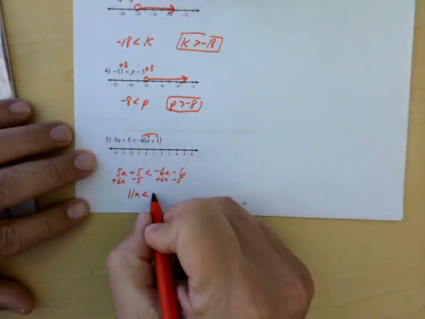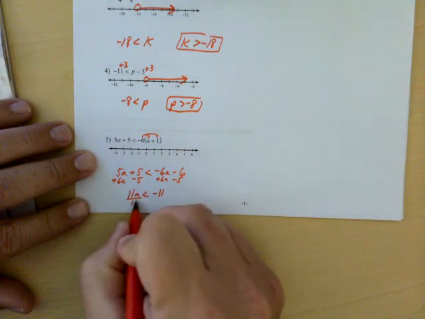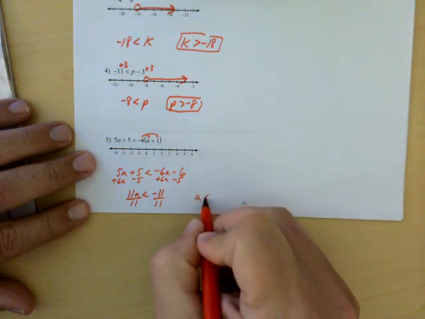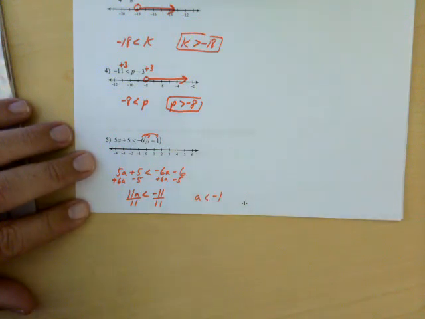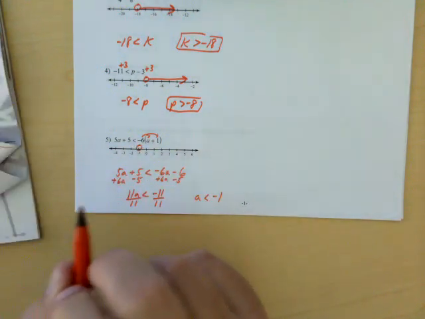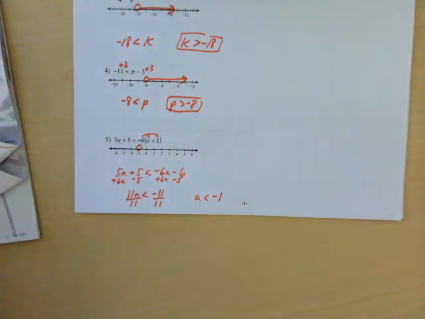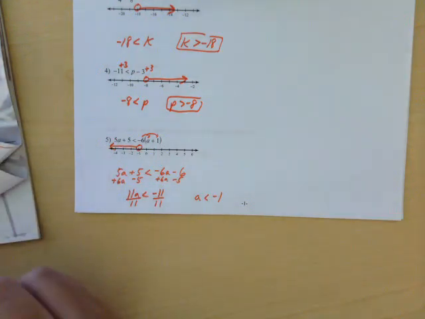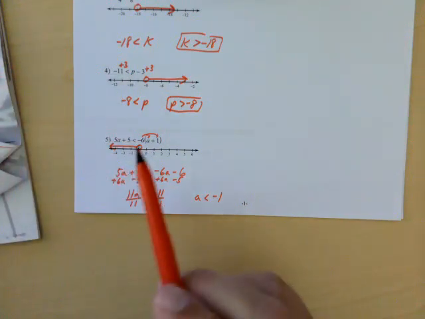On this side you have negative 11. So we just have to divide by positive 11, and when you do that, all your answers have to be less than negative 1. So open circle at negative 1, and we're dealing with all the points that are less than. I'm hoping that we've done enough of these problems that you feel very confident how we solve these. Okay, next page.